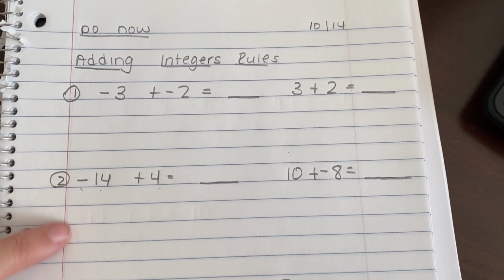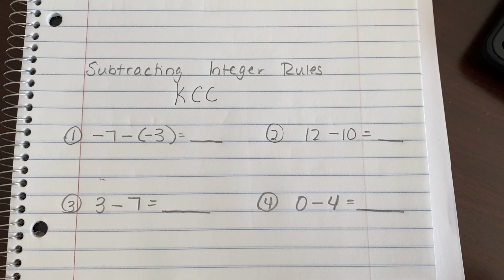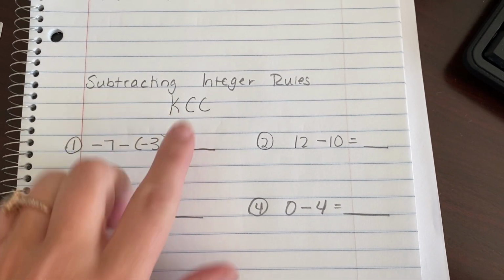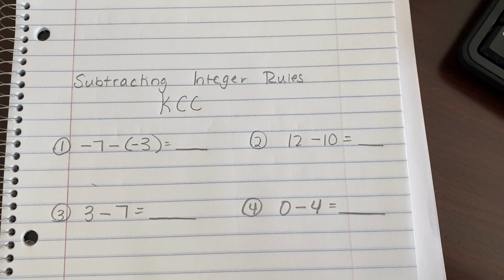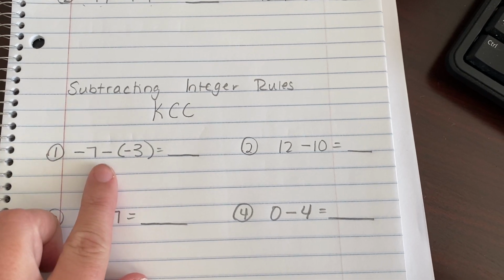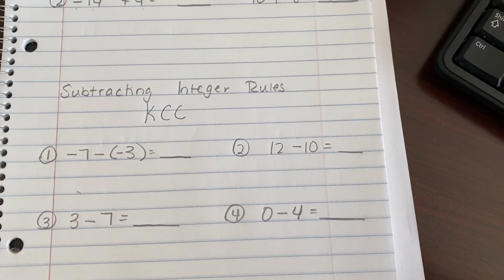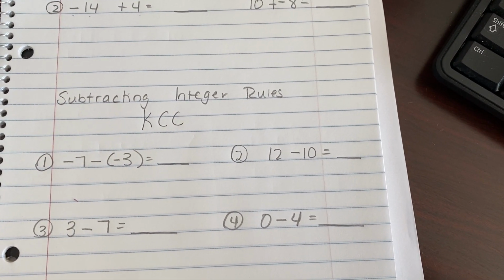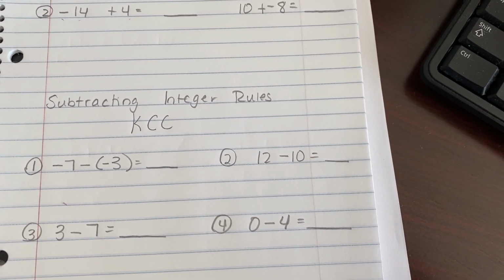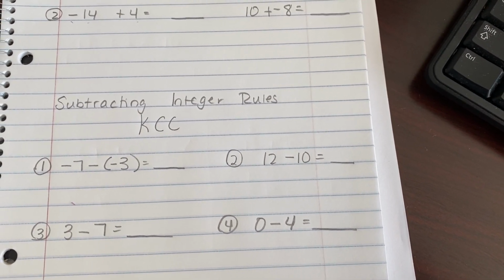Remember, you're skipping some lines. And now we're going to the second part of what you must have written down into your notebook. The second bottom page is subtraction integer rules. And we're going to write keep, change, change. And copy these examples into your math notebook. The first one is -7 minus a -3. The second one is 12 minus 10. The third one is 3 minus 7. And the fourth one is 0 minus 4. Okay, copy all that down, please.